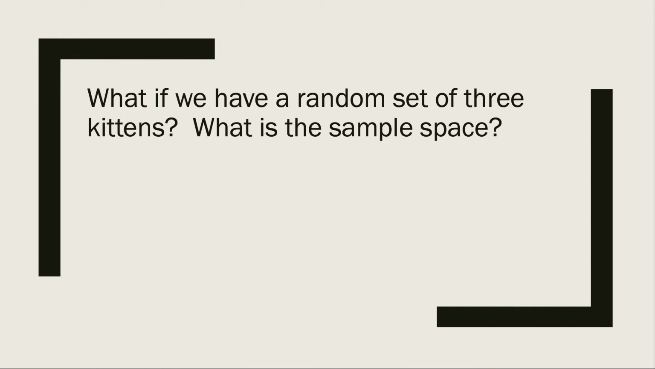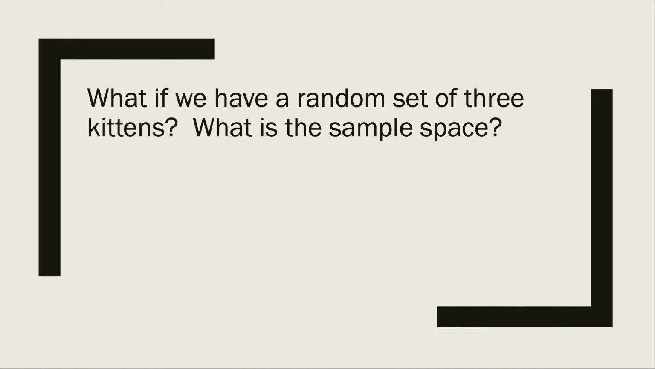All right, so the last example that we're going to look at says, what if we have a random set of 3 kittens? What is the sample space? And we're asking about the gender of these 3 kittens. Now, again, we've done this example. We didn't do it with cats, but we did it with children. So if you need a lot of detail for setting up the tree diagram, you could look back at the last presentation where we talked about the genders of the 3 children. All right, but it doesn't matter. 3 cats, 3 dogs, 3 children, 3 coins, it's all going to work the same way.